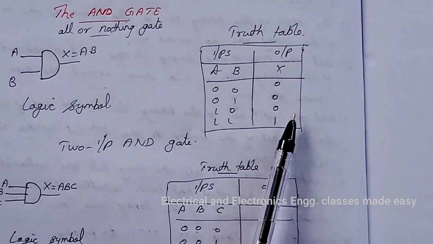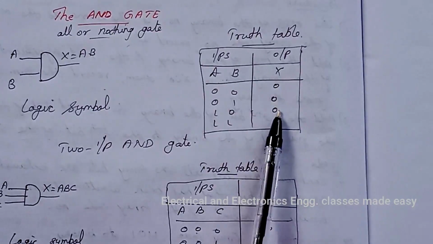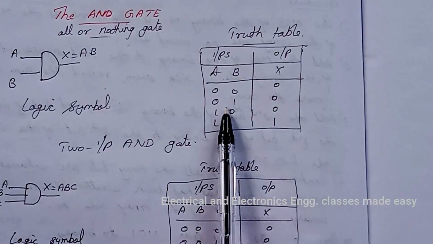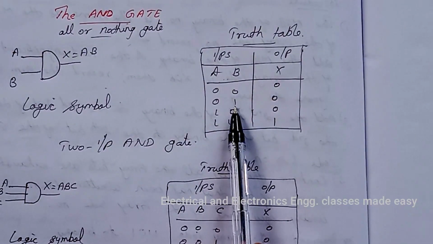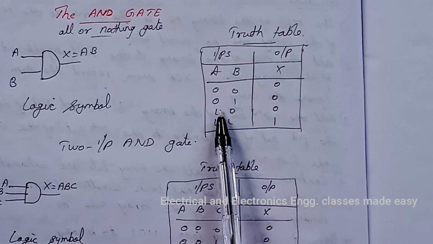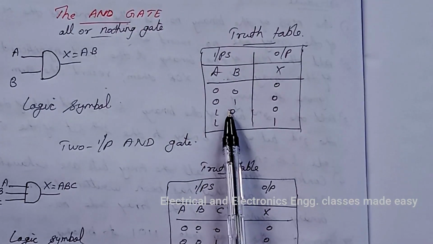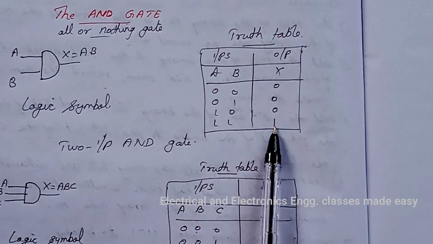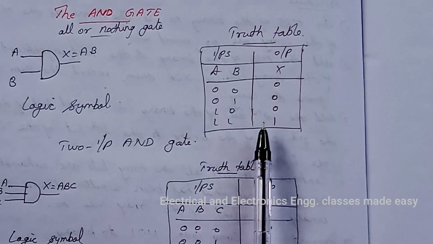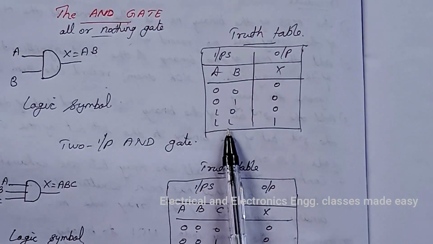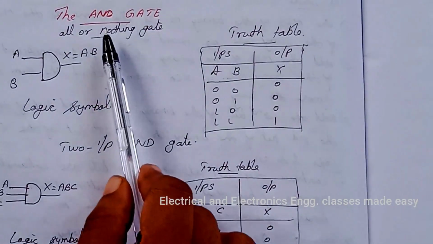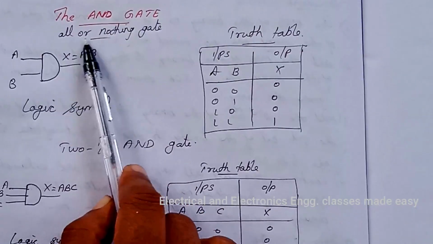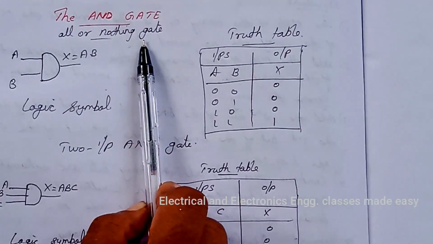And the output assumes the logic 0 state even if one of its inputs is at logic 0 state. The AND gate may therefore be defined as a device whose output is 1 if and only if all its inputs are 1. Hence, the AND gate is also called an all or nothing gate.